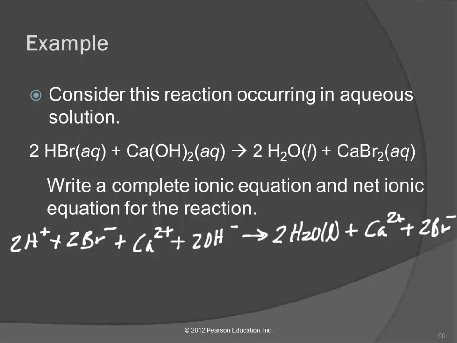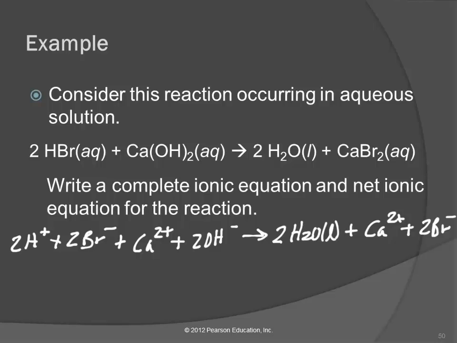This should be balanced. So let's double check. I have two hydrogens, I have two hydrogens over here, and I have two hydrogens hiding over here. So it's a total of 4. And on the right side, I have 2 times 2 is 4 hydrogens. Got 2 bromines and 2 bromines. I've got 1 calcium on this side, 1 calcium on that side. And here I've got 2 oxygens and 2 oxygens. So that's all balanced.